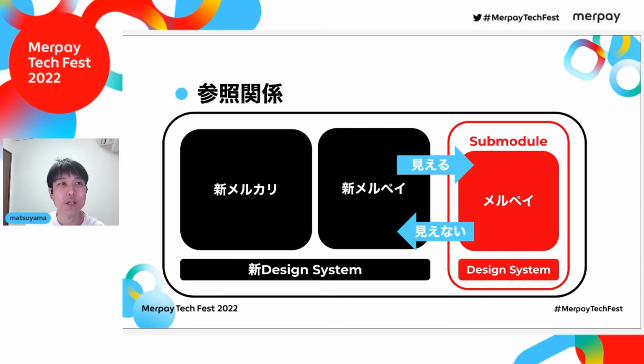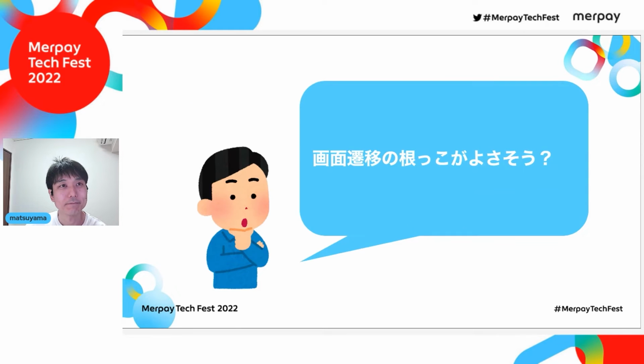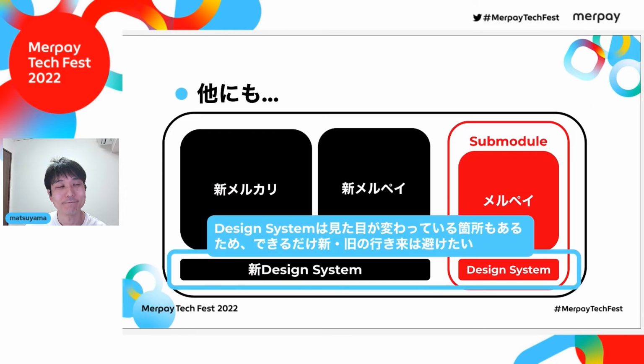So then the reference relation is that the old Merpay is visible to the new Merpay, but the new Merpay is basically invisible to the old Merpay. Of course, there is dependency inversion or other methods, but it is not visible as it is. So I think that the root of the screen transition may be easier.